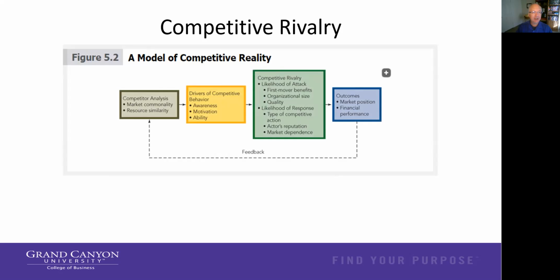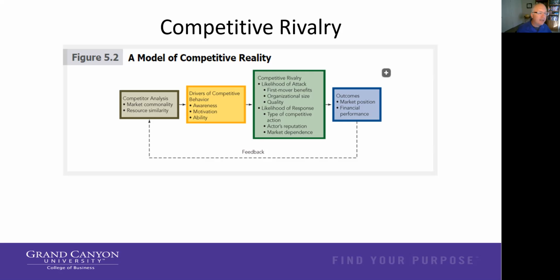Now, this slide shows us a model of competitive rivalry, and you'll see that there's the competitor analysis, then the drivers of competitive behavior, then we have the competitive rivalry and the outcomes, and then with feedback, it circles all the way back to competitor analysis. So this is an ongoing cycle. It is, in effect, a feedback loop, a competition that never actually stops or shouldn't stop.